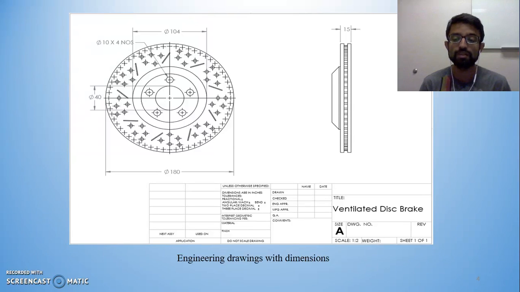This is an engineering drawing to give you a further look at the geometry of the disc brake that I've used. As you can see over here, the outer diameter of the disc brake is 180 mm and the inner diameter is 104 mm, and together this area over here forms the braking face of the disc brake rotor. The disc brake is made up of two plates, 5 mm each, and the total thickness is 15 mm for the disc brake.